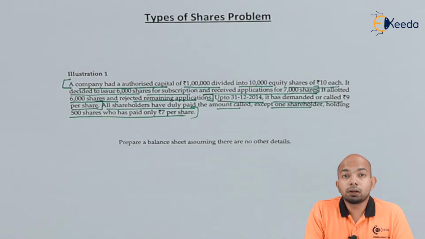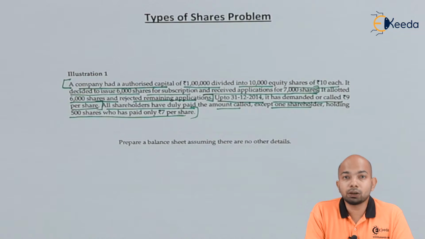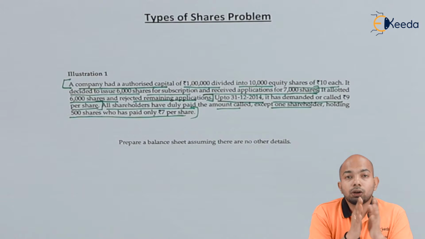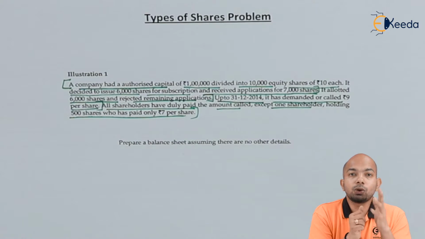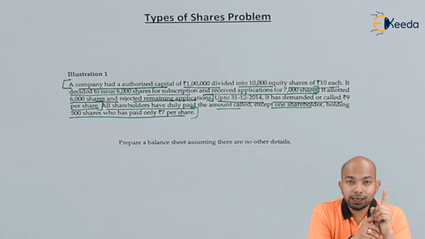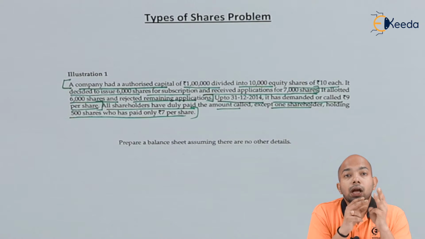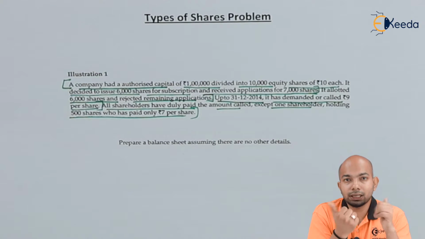All the shareholders have paid up the amount except one who holds 500 shares and who has paid only 7 rupees per share. That means there were different shareholders holding 6,000 shares in total, out of which one shareholder held 500 shares and has paid only rupees 7 for all those shares. So rupees 2 hasn't been paid for 500 shares yet. Now we have to figure out how much is the authorized capital, the issued capital, the subscribed, the called up, the paid up, and what are the calls in arrears. Let's figure it out.